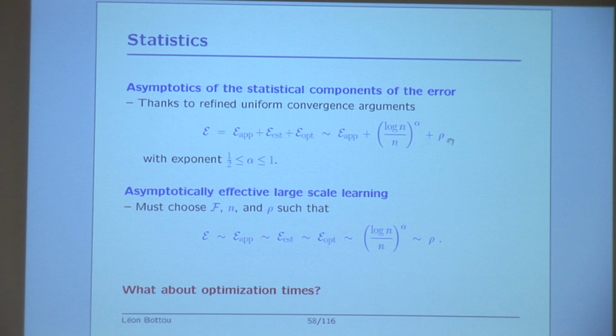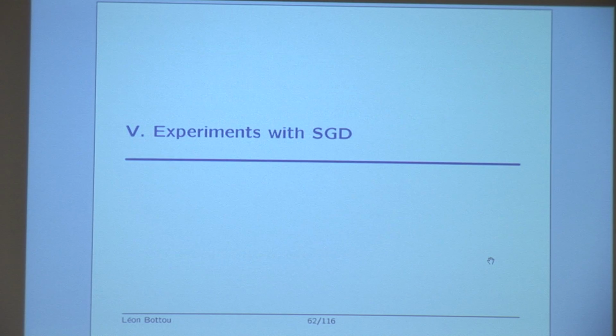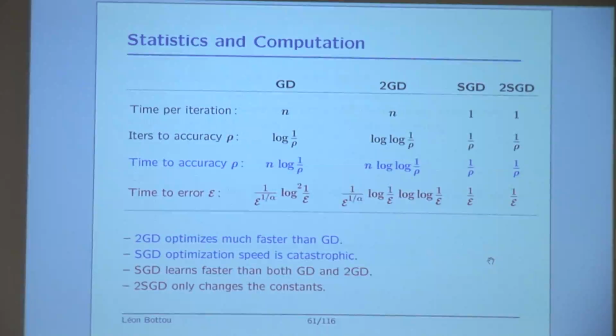And that tells you already that there is no point pushing the accuracy of the optimization beyond the accuracy of the estimation, because that work is lost, basically. The overall accuracy would still be dominated by the accuracy of the estimation. And in the end, we want to make all these things pretty much equal. And when you run an asymptotic analysis, you find out that second order gradient descent, that is Newton, would be a very good optimization algorithm.